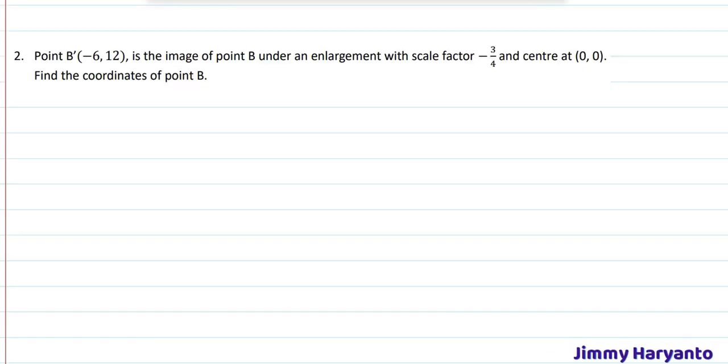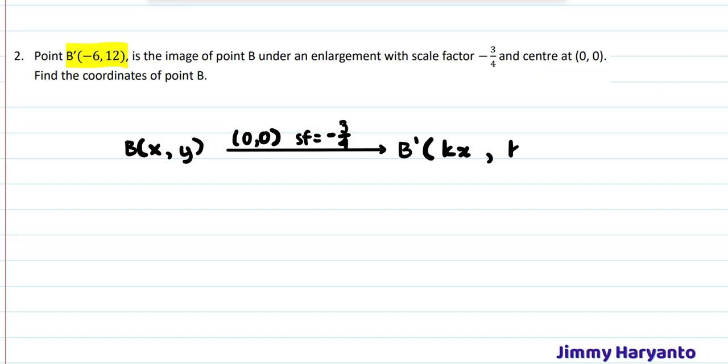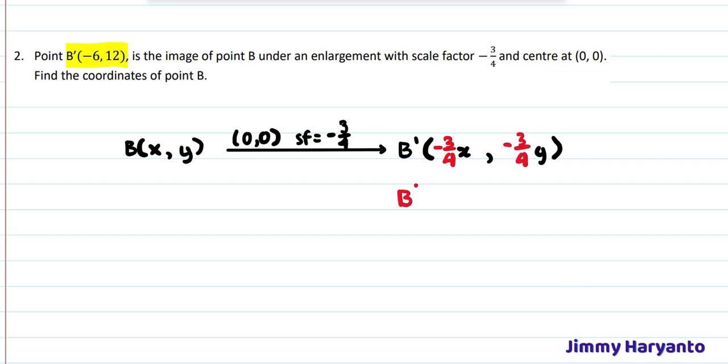Next is this one. The B prime is already given, that means the image is given. Let's write down the formula first. Let's say you have B x comma y, and then it is enlarged by the scale factor of negative 3 over 4, and the center is 0, 0. The B prime, according to the formula, will be kx, ky. Because we already know the k, we can replace this k with negative 3 over 4, and that k with negative 3 over 4 also. And also we have B prime, right? B prime is negative 6, 12.